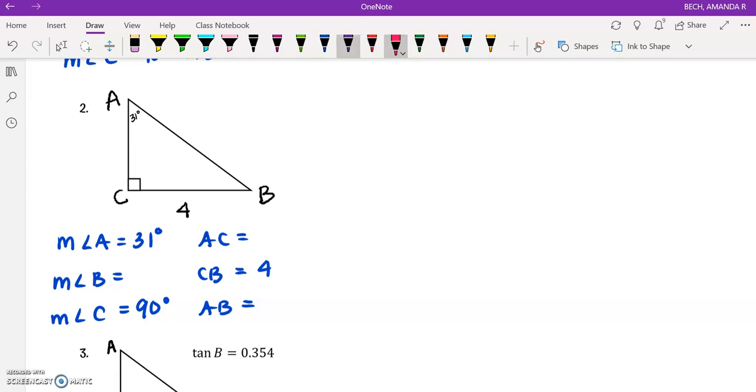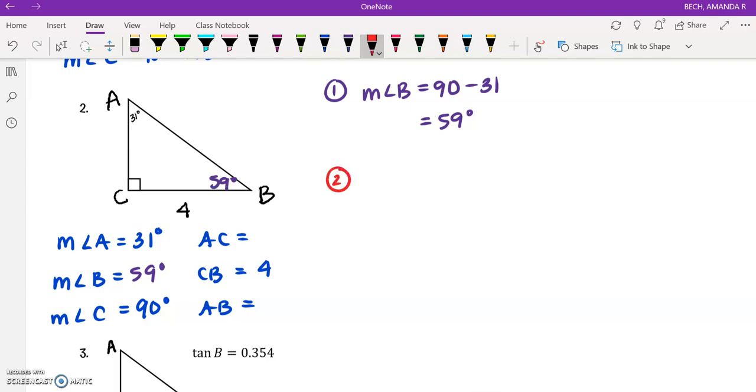For this one, we're actually going to start with the strategy we used last in the first example, with the fact that the acute angles add up to 90 degrees. So the measure of angle B is equal to 90 take away that measure of angle A, 31. So that's 59 degrees. You can certainly label things as you know them in the triangle. Then we have two sides to find.